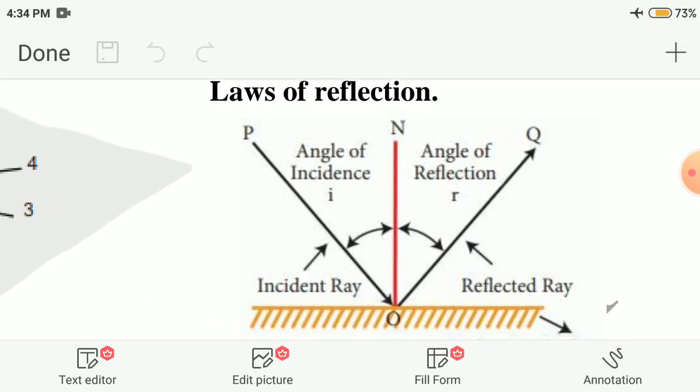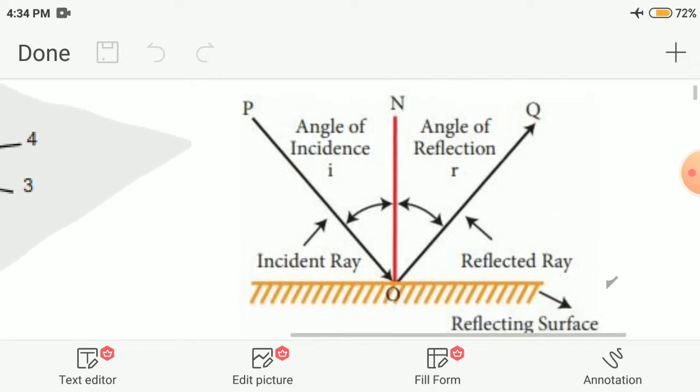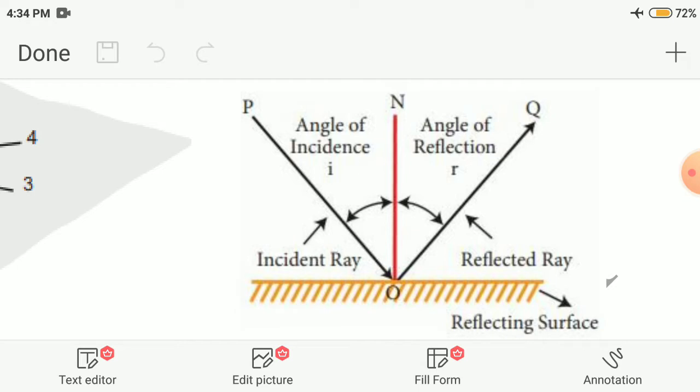Here P and O are on the reflecting surface. Down having O, that one is the reflecting surface. ON is a normal ray. PO is the angle of incidence. That producing ray is called the incident ray, denoted by I. ON is a normal ray.